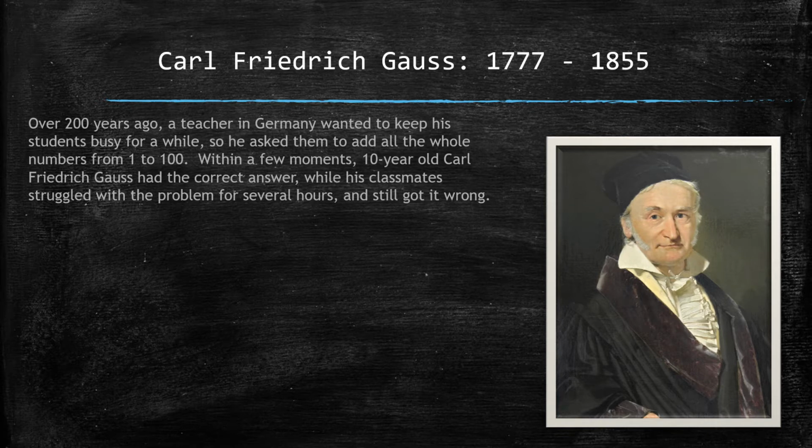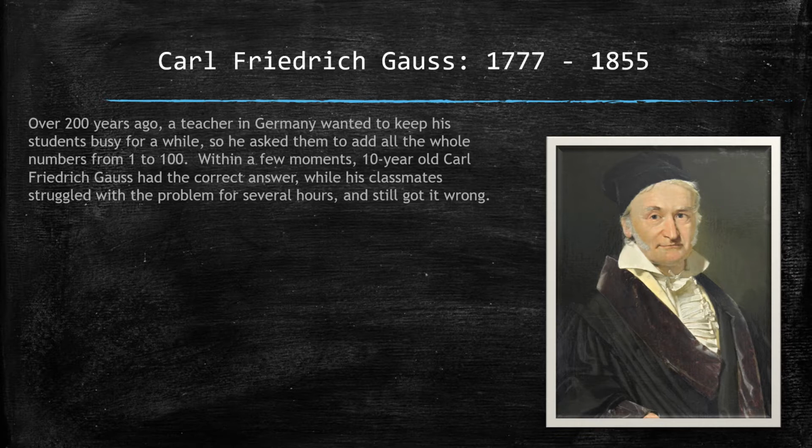About 200 years ago, a teacher in Germany wanted to keep his students busy for a while. So he asked them to add up all the numbers from 1 to 100. So that's 1 plus 2 plus 3 plus 4 plus 5. The picture you're seeing is not the man, it's the student. It's 10-year-old Carl Friedrich Gauss.